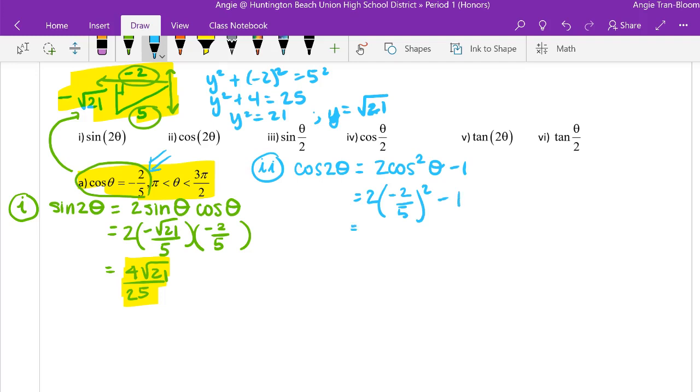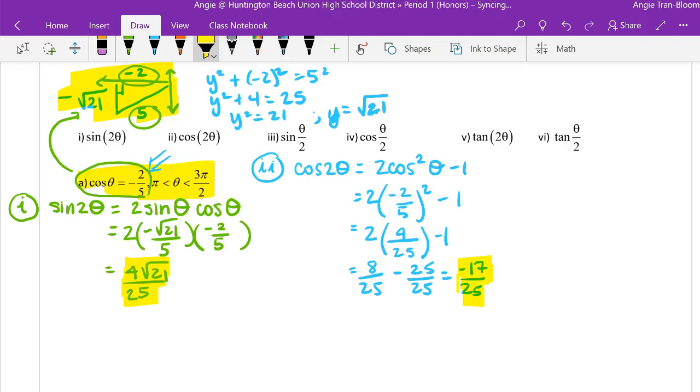Then from here, we're going to work out the math slowly. So 2 times, this is 4 over 25. Take away 1. We're just going to give 8 over 25. Subtracting 1 is like subtracting 25 over 25 due to common denominator. So now I would end up with a negative 17 over 25. So this is the final answer for cosine of a double angle.